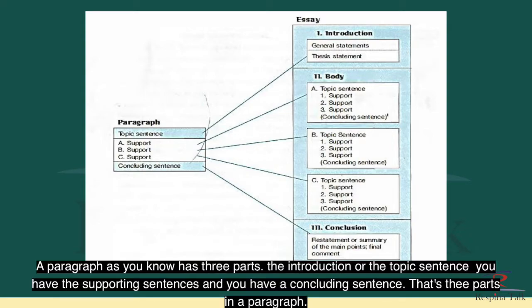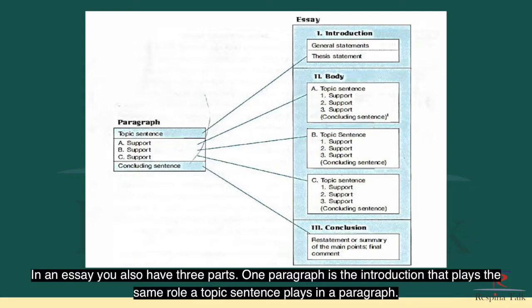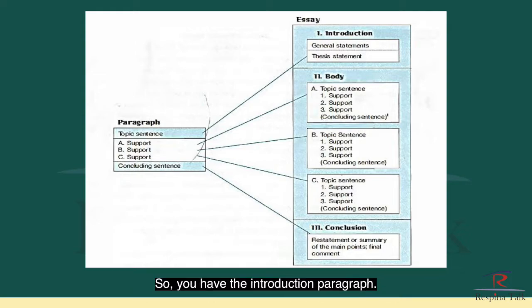A paragraph, as you know, has three parts. The introduction or the topic sentence, you have the supporting sentences, and you have the concluding sentence. That's three parts in a paragraph. Now, in an essay, you also have three parts. One paragraph is the introduction that plays the same role a topic sentence plays in a paragraph. So you have the introduction paragraph.